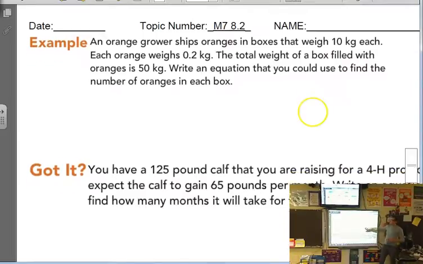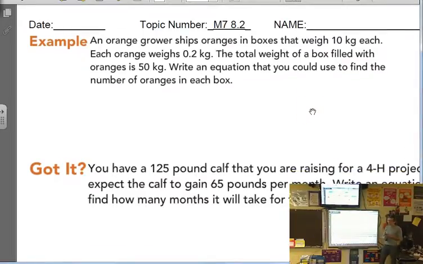So check this out, and if you want, you can even draw a picture to help represent this. An orange grower ships oranges in boxes that weigh 10 kilograms each, and each orange weighs 0.2 of a kilogram. The total weight of a filled box is 50 kilograms.